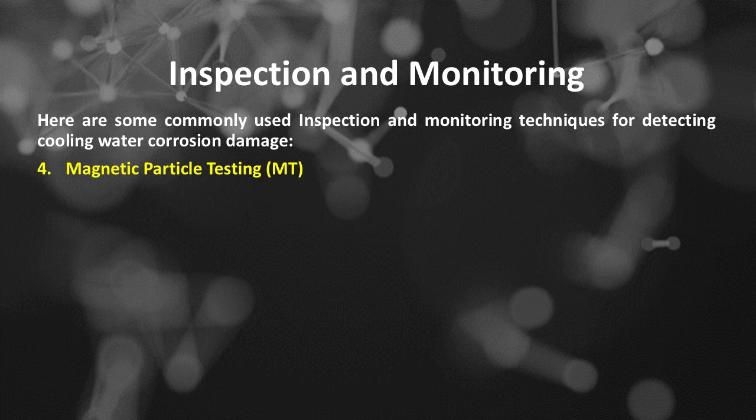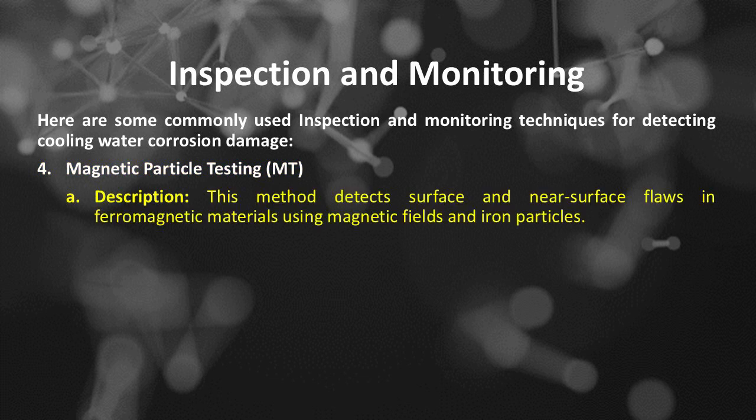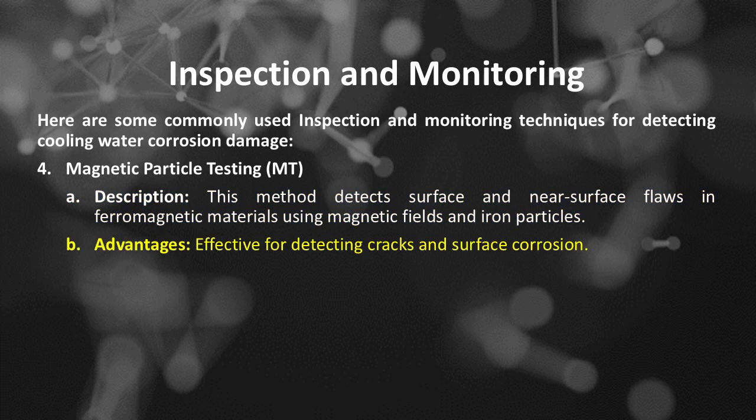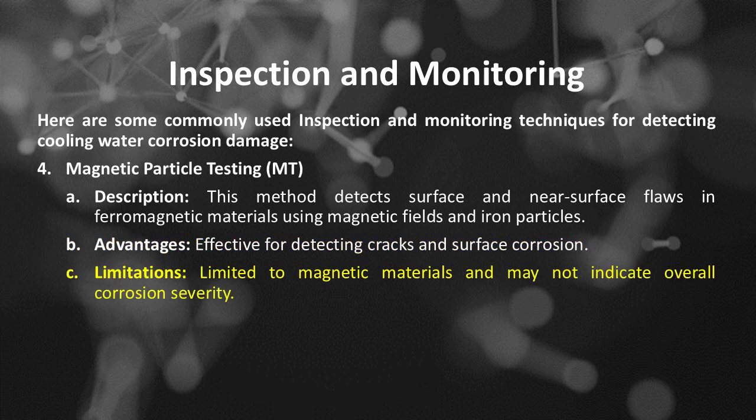Number 4 is magnetic particle testing, or MT. Magnetic particle testing description. This method detects surface and near-surface flaws in ferromagnetic materials using magnetic fields and iron particles. Magnetic particle testing advantages: effective for detecting cracks and surface corrosion. Magnetic particle testing limitations: limited to magnetic materials and may not indicate overall corrosion severity.